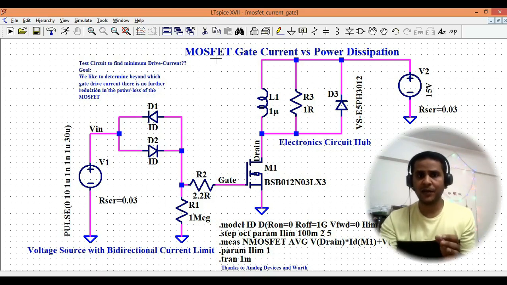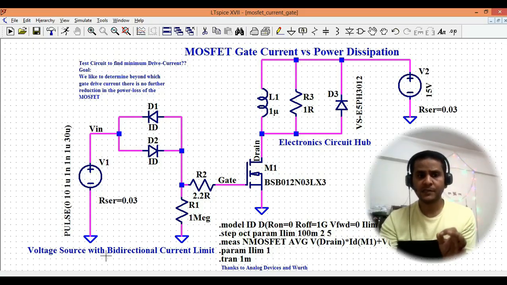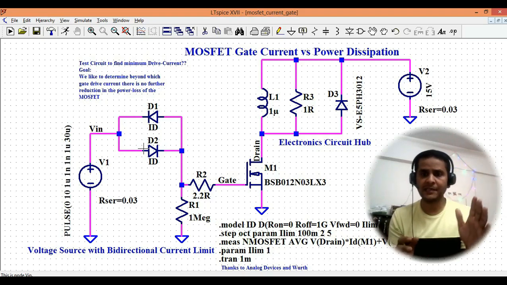So this is one kind of MOSFET gate current versus power dissipation simulation. If you look at the input side, I have given the pulse voltage source, that is V1, and I have used two diodes, D1 and D2. The purpose of these two diodes, along with the voltage source, is that this becomes a voltage source with bidirectional current limit. So it limits the current in both fashions, in positive direction and in negative direction.